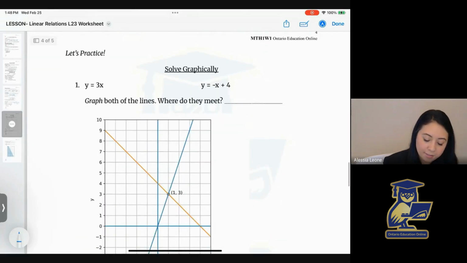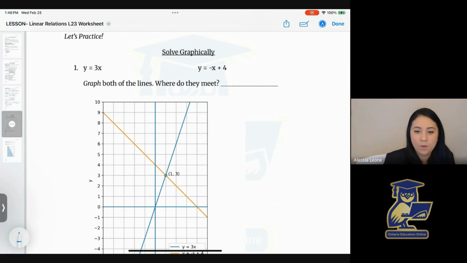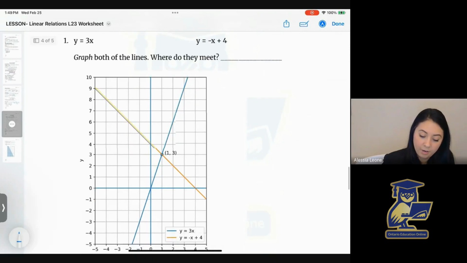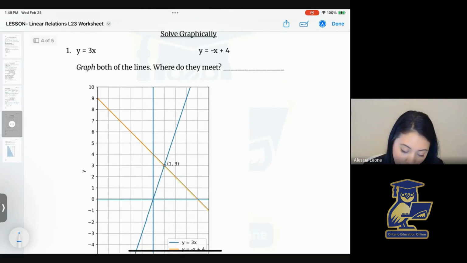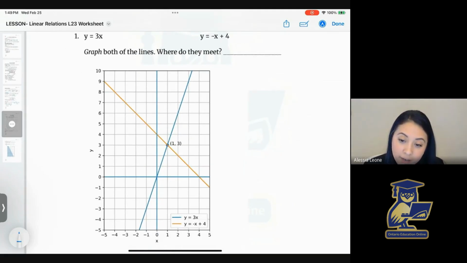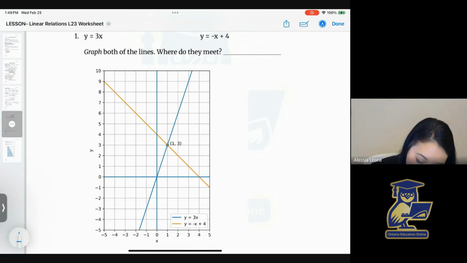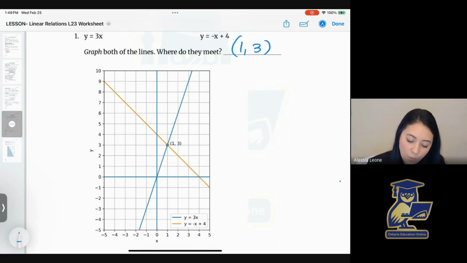So now we're going to practice. We have two lines, y equals 3x, y equals negative x plus 4. We're going to graph both and see where they meet. Here are our lines. The blue line is our first line, y equals 3x. The orange line is our second line, y equals negative x plus 4. When we look at this graph, we want to see where do they meet? What is the solution to this system? We notice the intersection point is this. That is the solution to this linear system.